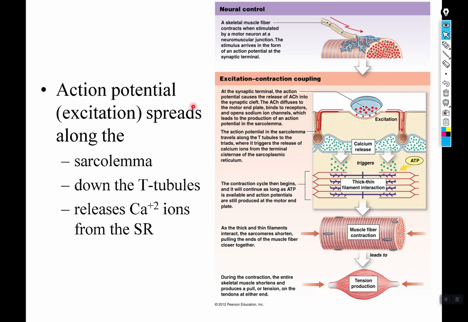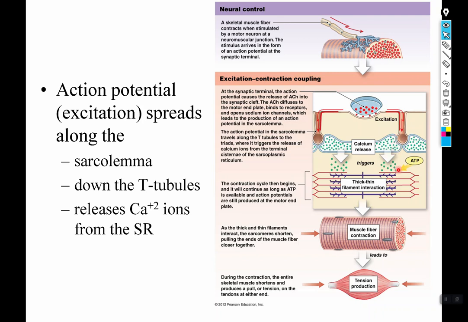So what happens when the action potential spreads along the sarcolemma? Well, I mentioned those T tubules previously. The voltage-gated sodium channels open in response to a change in membrane potential from neighboring voltage-gated sodium channels opening. So it creates this propagating and spreading wave of excitation that is self-reinforcing and self-spreading, and that excitation spreads down the T tubules to the area where the T tubule interacts with the terminal cisterna of the sarcoplasmic reticulum.